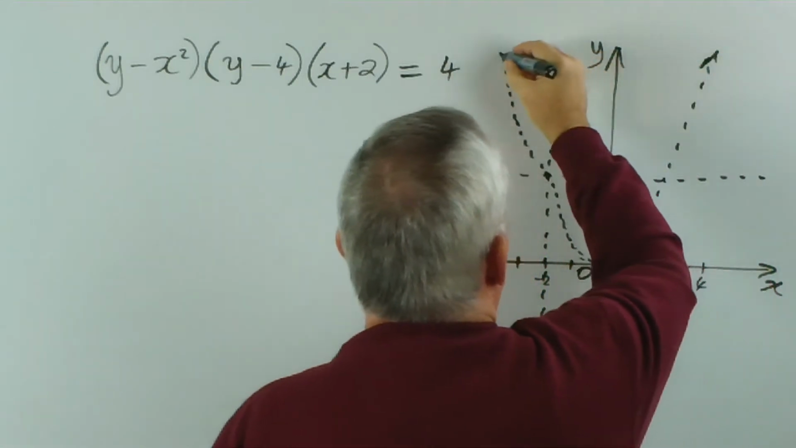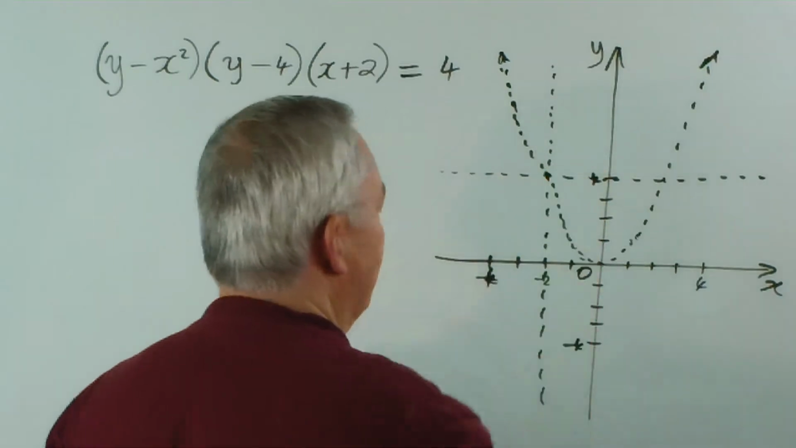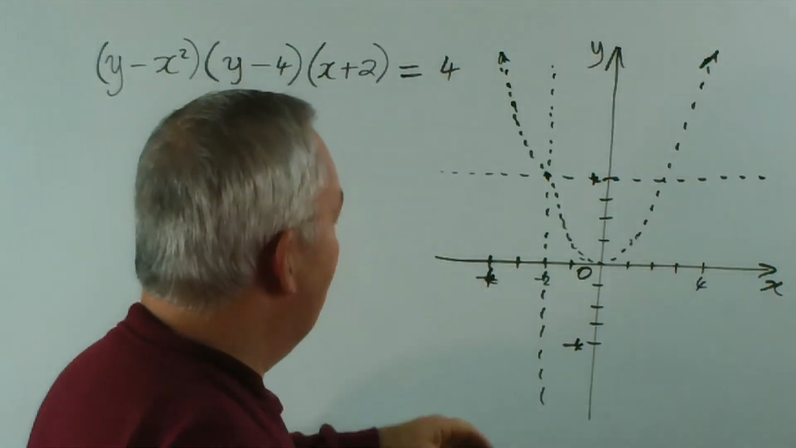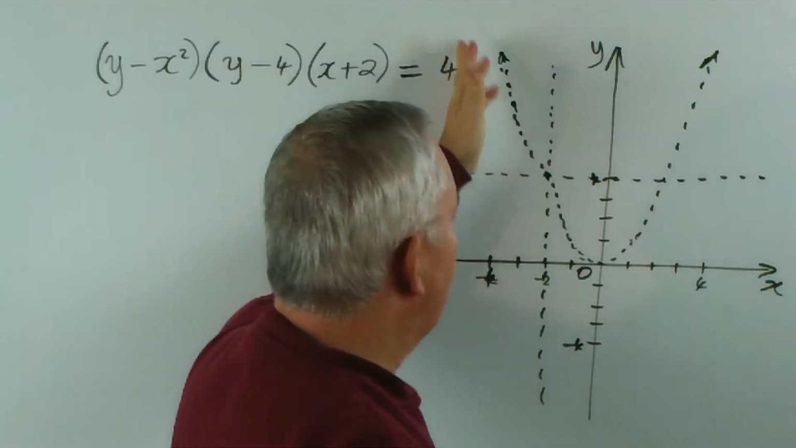Okay, so we have, pardon the slight bulge in that, it's just not my drawing skills on a whiteboard. So we have three asymptotes. We have one vertical, one horizontal, and one curvilinear.